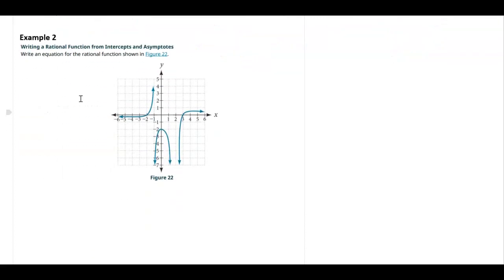All right, let's look at another example. Here I want to write this function from the intercepts and the asymptotes. So I'm going to kind of go backwards in this case. And it looks very similar to the one I just did. But first, let's say, okay, I know that I need to have the point (0, -2) on my graph. I know I also need to have the points (-2, 0) and (3, 0) on my graph.